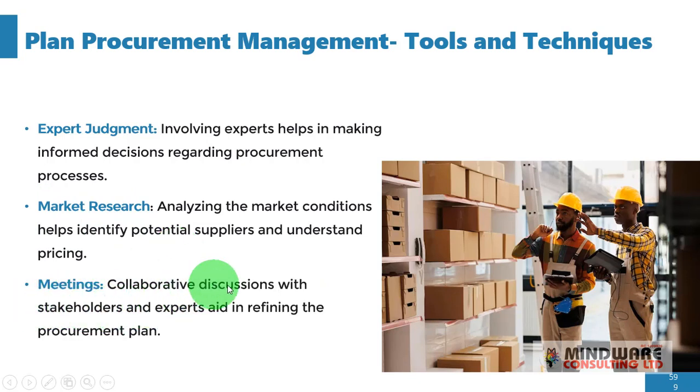Then meetings: collaborative discussions with stakeholders and experts aid in refining the procurement plan. So you're going to have meetings with stakeholders, meetings with experts, meetings with the project team, with clients, regulatory agencies, institutions, vendors, suppliers, all stakeholders involved in the project. All these meetings are part of your techniques to be able to get information, give information, reach an agreement, and then at the end of the day, you have a robust procurement plan.